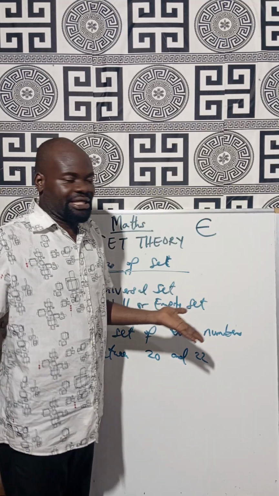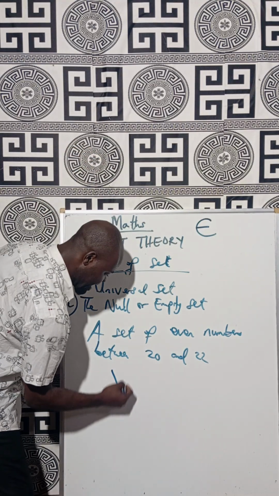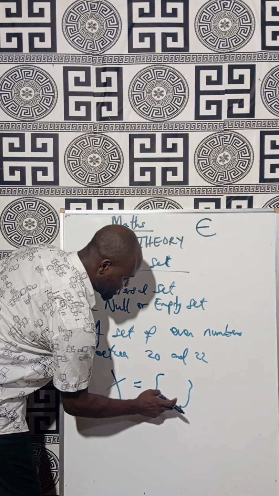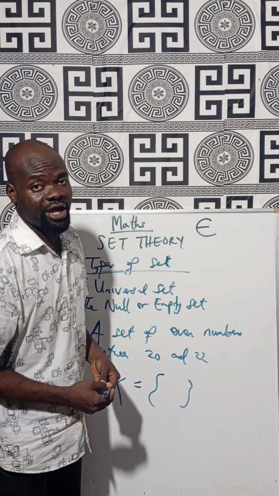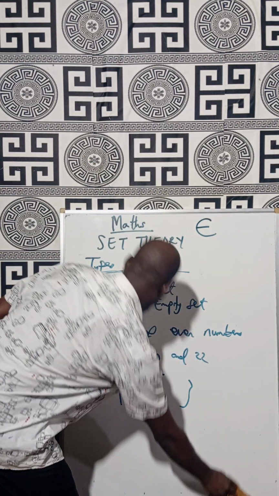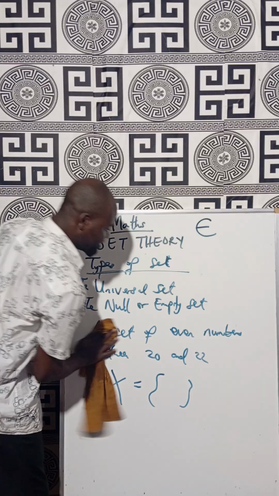So how do we answer? You can say, okay, let the set be set X, and set X equals, there is no element. So this is an empty set or a null set. Note that. So that's for null set or empty set.